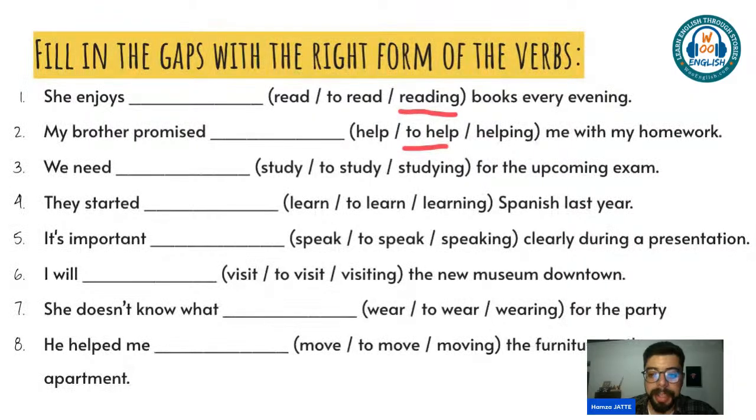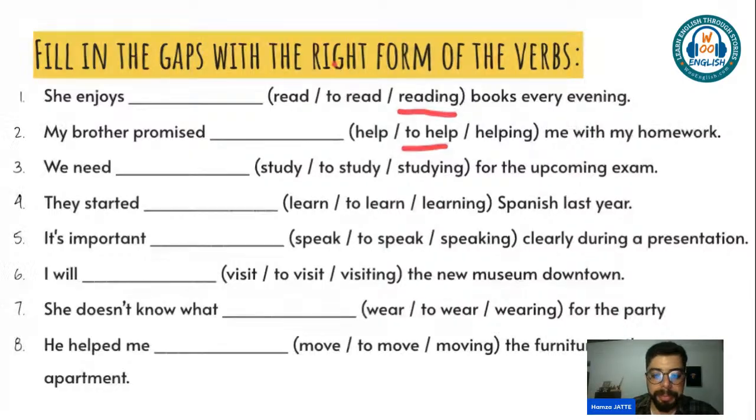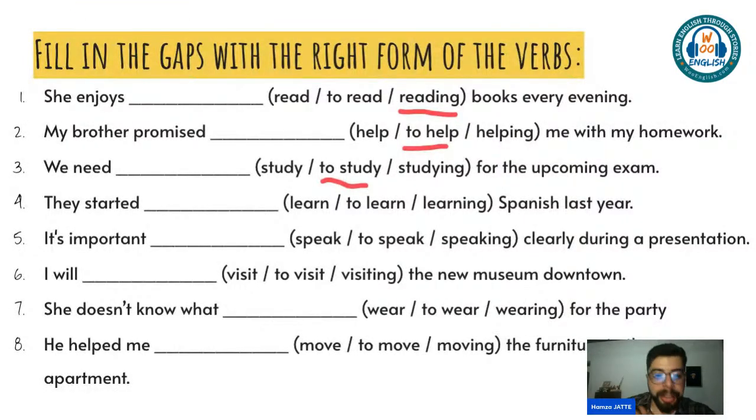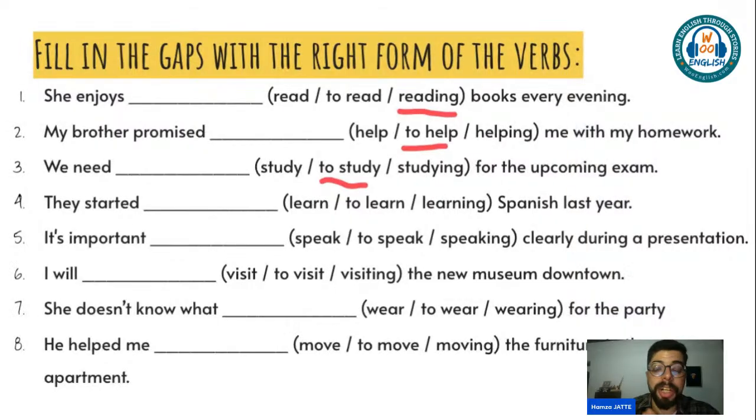Maria says number 3, to study. We need to study. Chile joins her: to study. All right. Number 4, what do you think? They started learning, or to learn, or learn. Both of you agree on learning. All right, I can't argue with that.